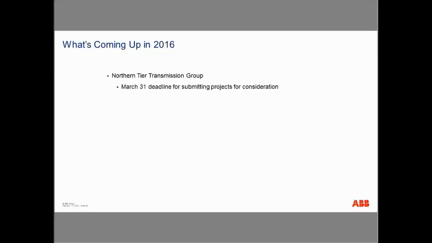And Northern Tier Transmission Group, which is kind of in the WEC. We'll call it the north central part of WEC. They have a deadline of March 31st for submitting projects for them to consider during their process this year. So that's ongoing right now. So that's a little bit about what's coming up in 2016 related to economic transmission.